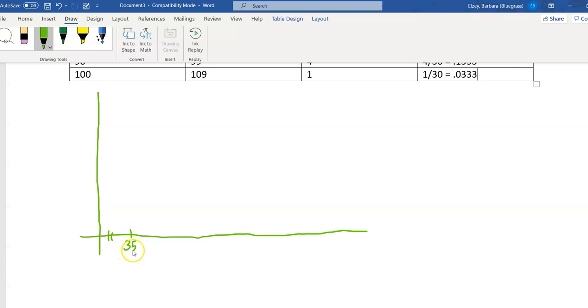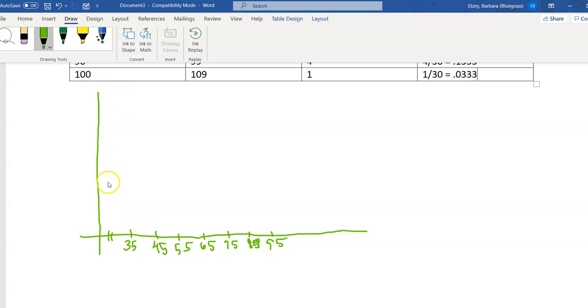Otherwise, we would have to put 5, 15, 25, going all the way up, and we'd have to have those marked off. This is a shortcut so we don't have to put all the marks that are in between 0 and 35. Now these should be evenly spaced. I'm not perfect when using the draw feature. And our last one is going to be between the 90 and the 100, so it's going to be 95.